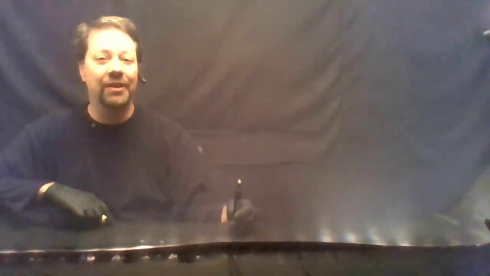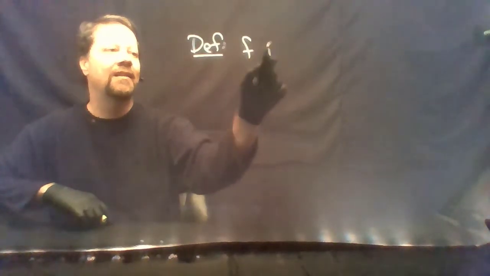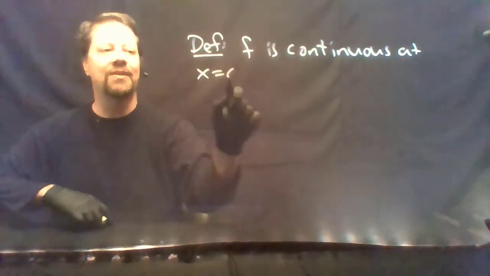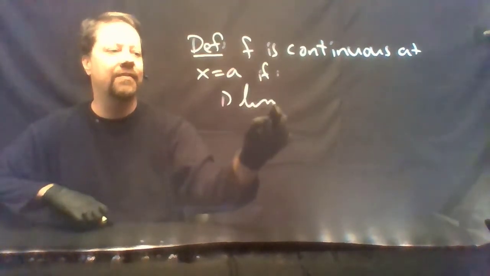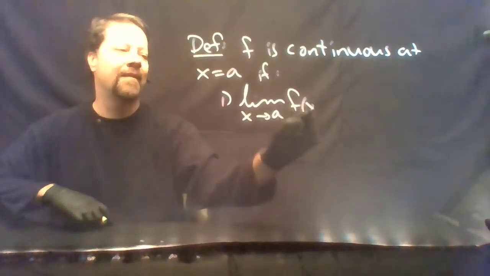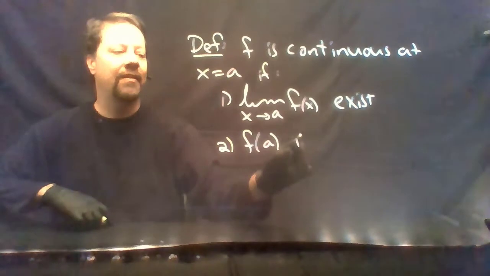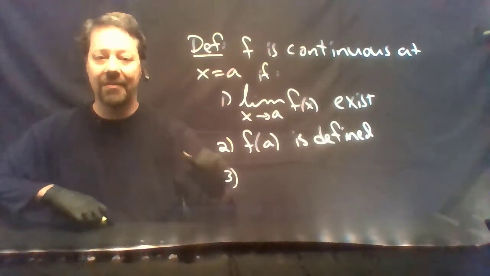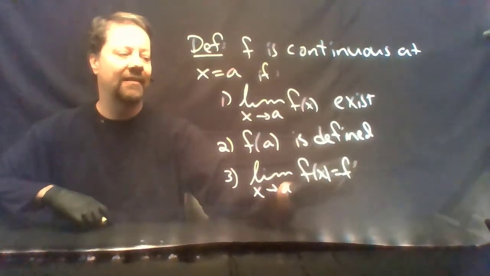Do you remember what it meant in Calculus 1 for a function to be continuous at some point? In Cal 1, f is continuous at x equals a if you had to have 3 conditions hold. First of all, the limit as x goes to a of f of x must exist. 2, the function value at a must be defined. And 3, and most importantly, in the limit as x goes to a of f of x, you get f of a.